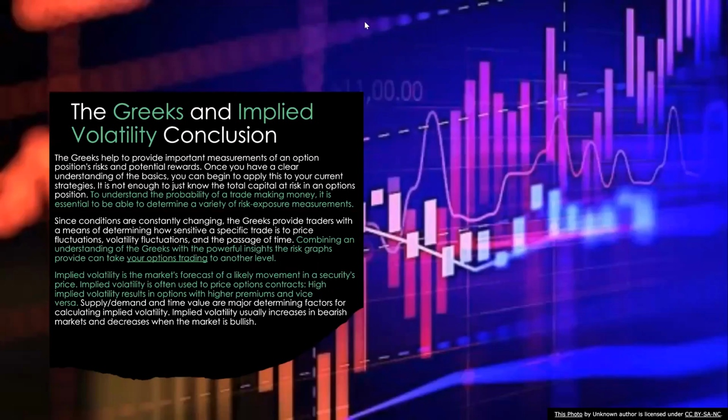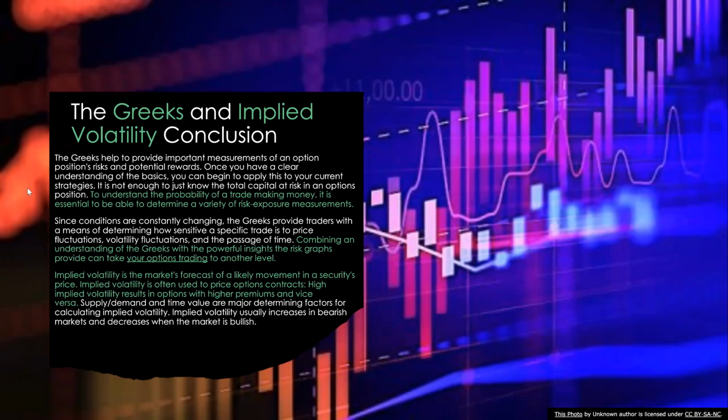Let's conclude this. The Greeks help provide important measurements of an option position's risks and potential rewards. So once you have a clear understanding of the basics, you can begin to apply this to your current strategies. It's not enough to just know the capital at risk. A lot of people just say, oh, well, I'm going to lose 1,000 on this one. It's not enough. You need to understand the probability of that trade making money, and it's essential to be able to determine the variety of risk that you're exposed to. So you need to know the Greeks and IV.